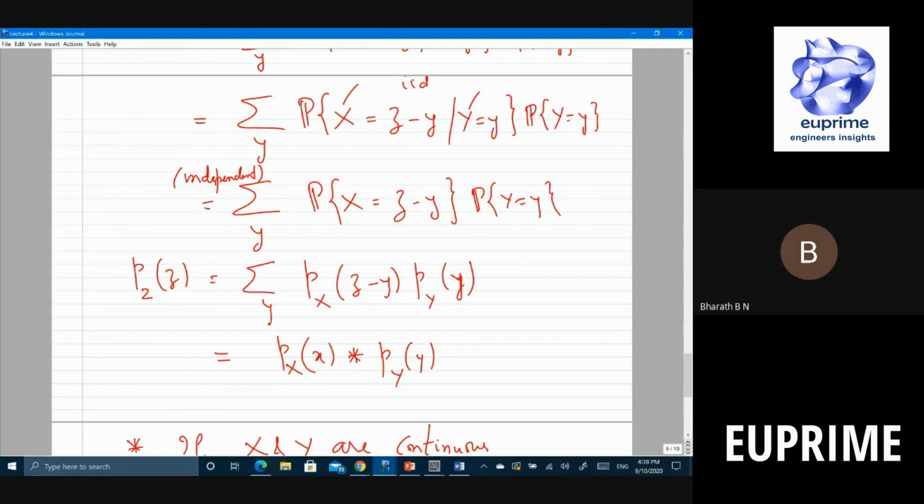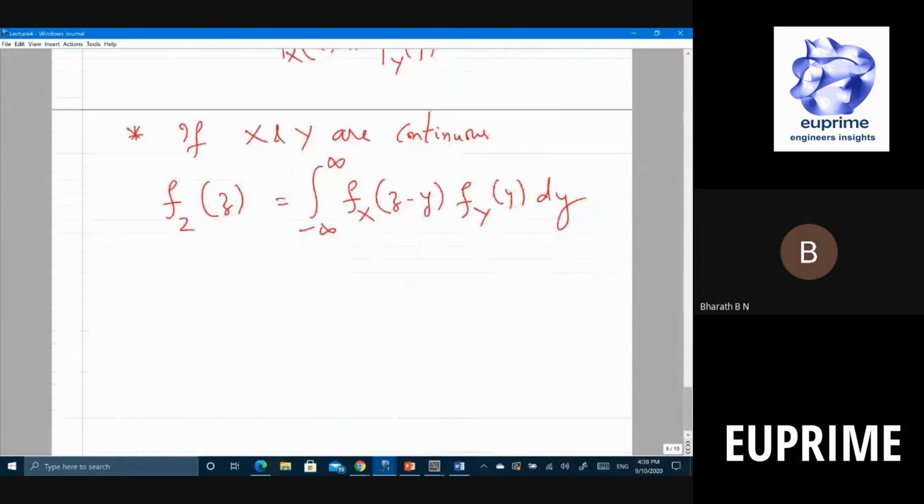Is this fine? Easy, right? So that means if you have two independent random variables and you sum them, the resulting random variable will be the convolution of the two. I'm talking about the distribution.